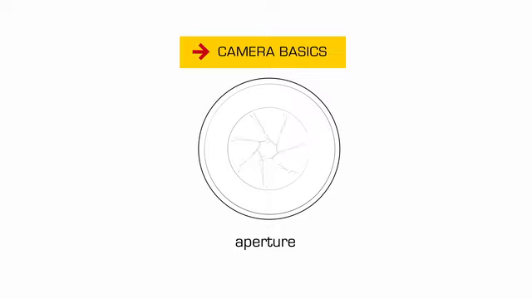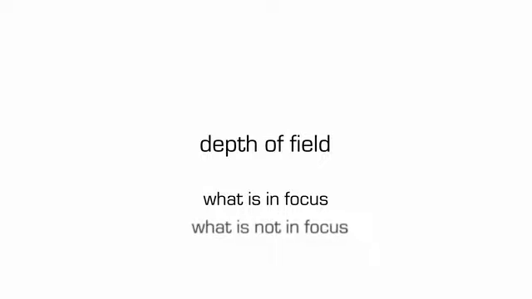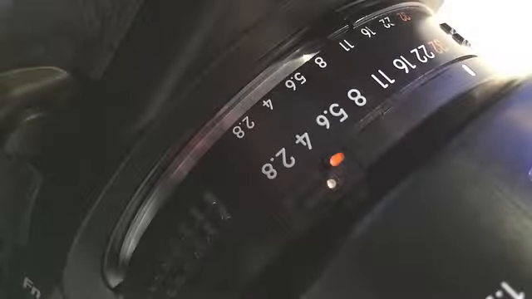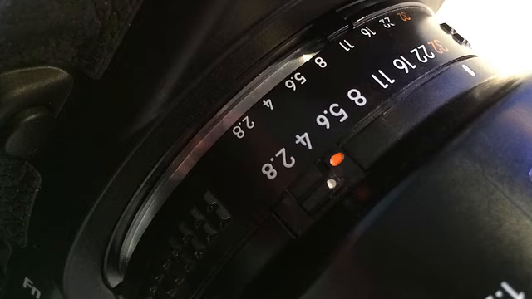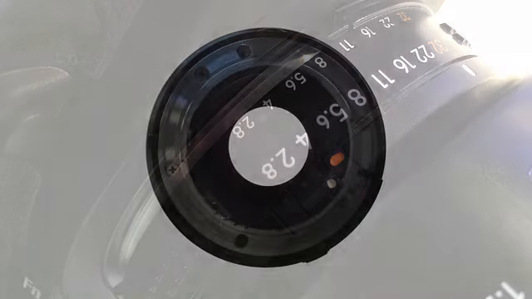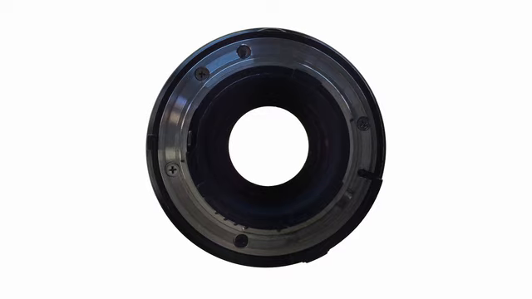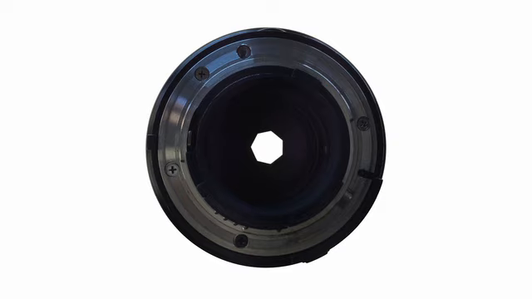So let's look a little more closely at aperture settings, which in fact is a discussion really about what we call depth of field. Depth of field is about what is in focus and what is not in focus in your picture. Your aperture setting on your lens sets the size of your aperture, or maybe it's easier to think of it as a hole. The size of that hole determines how much of your image is in focus.